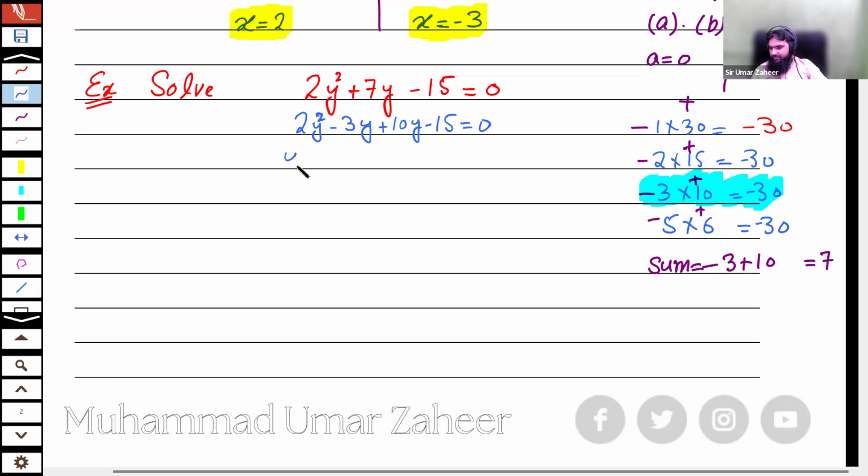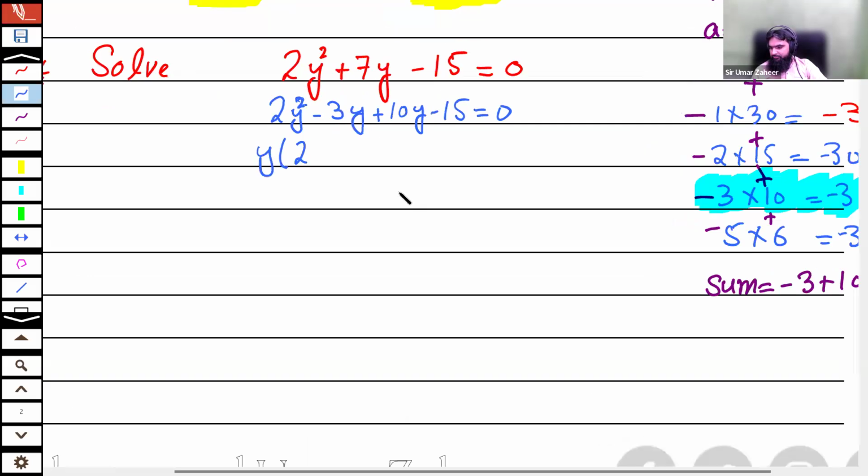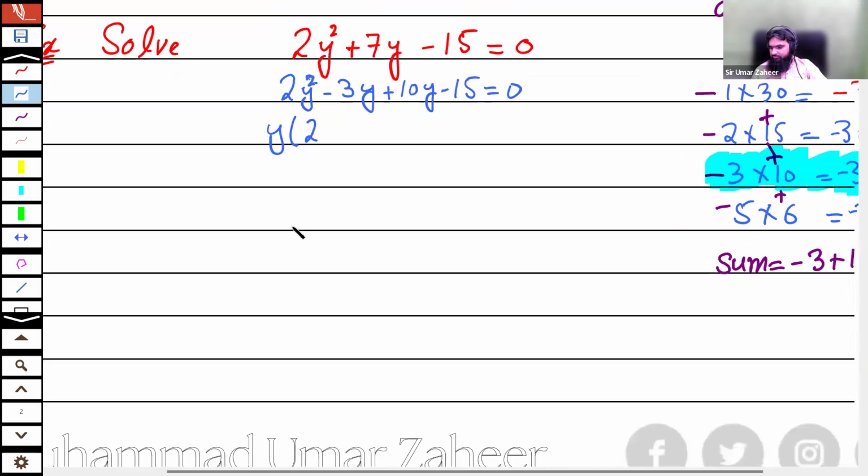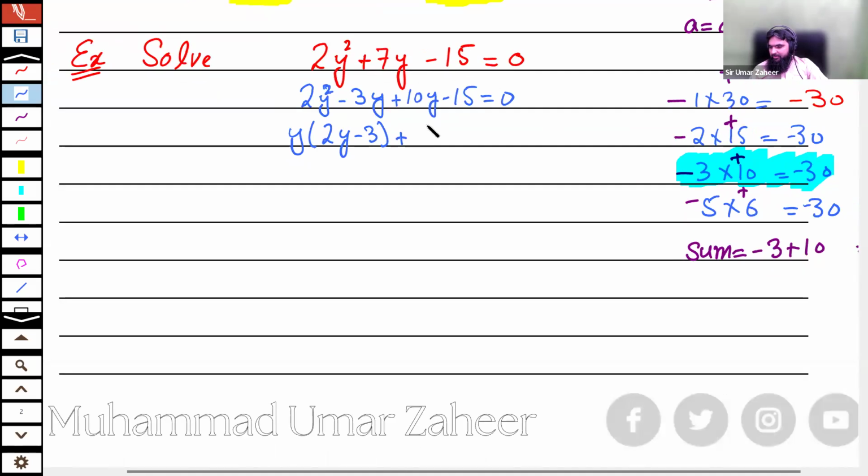From the first two terms, we have y common. I'm going to get 2y minus 3. Now, in the next two terms, we have 10 and 15. 5 is common, so I'm going to get 2y minus 3. Now we have two terms, so we have to check which value is going to be common here. So we have 2y minus 3 common. So I'm going to get y plus 5 is equal to 0.